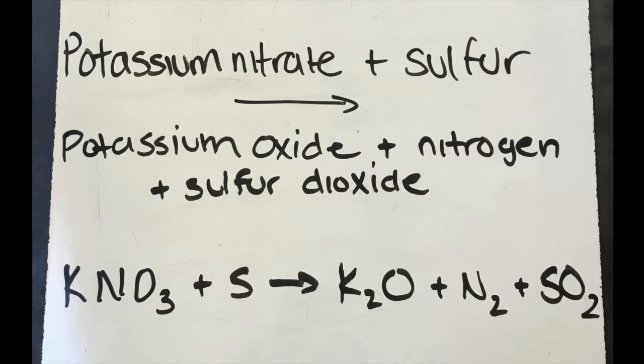This will tell us which is the oxidizer and which is the reducing agent, even if we have an idea that potassium nitrate is one of our common oxidizers and sulfur is one of our common fuel sources. Below the word equation, you can also see the unbalanced chemical equation. KNO3 plus S yields K2O plus N2 plus SO2.